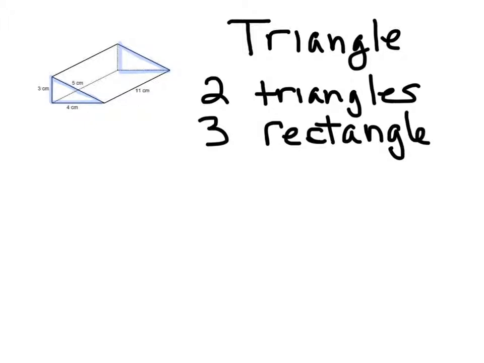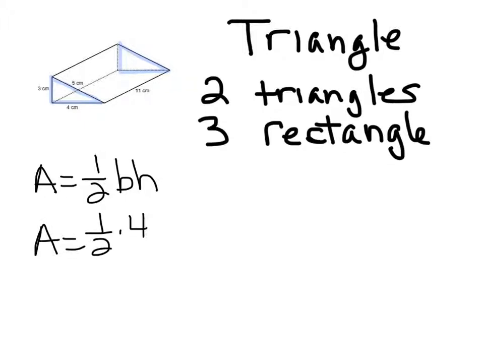So let's start off with our triangles and find the area of your triangles. Okay, my area formula for a triangle is A equals 1/2 base times height. So I'm going to find the area of my front triangle, which is 1/2 times 4 times 3, and the area of one triangle is 6. Because I have 2 triangles, I can double this, and both my bases, the area would be 12.